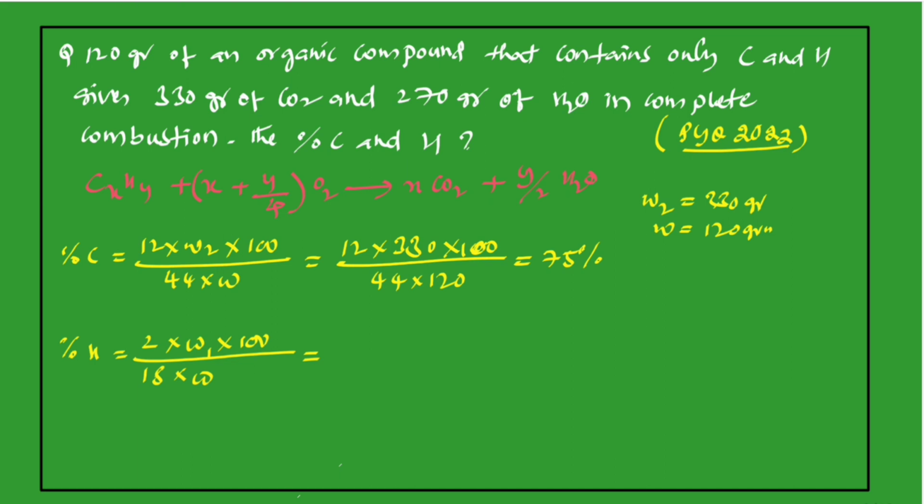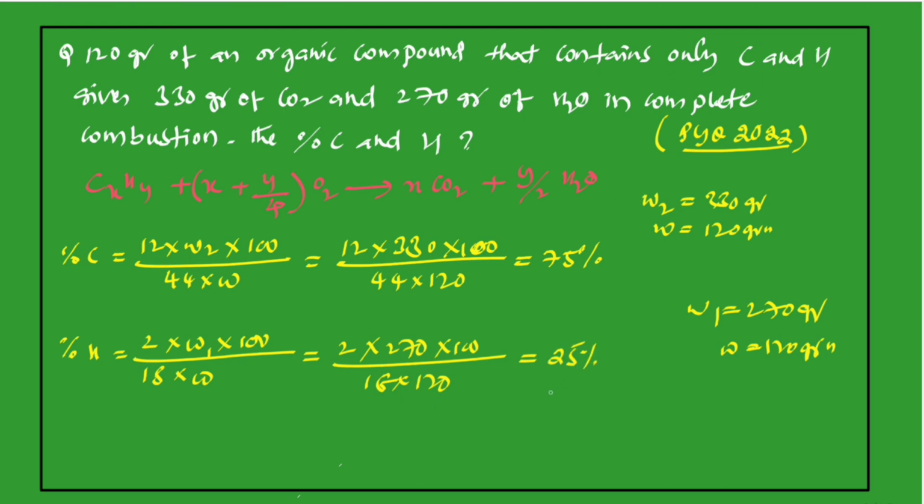Have a look at the percentage of hydrogen. It is equal to 2 into W1 into 100 upon 18 into W. Here, what is W1? The W1 value is 270 grams. What is W? W equals 120 grams. Let's substitute the values: 2 into 270 into 100 upon 18 into 120. We can solve it and we are getting 25 percentage. The percentage of carbon is 75 and the percentage of hydrogen is 25 percentage.